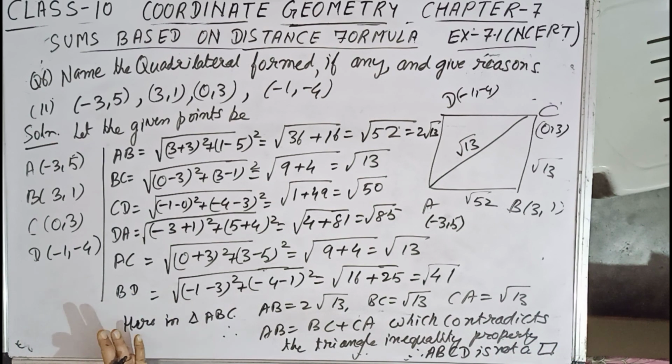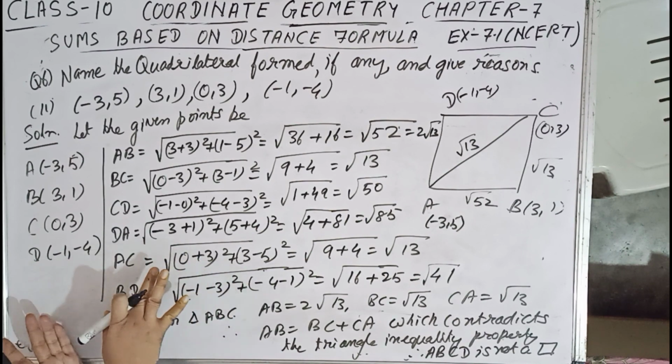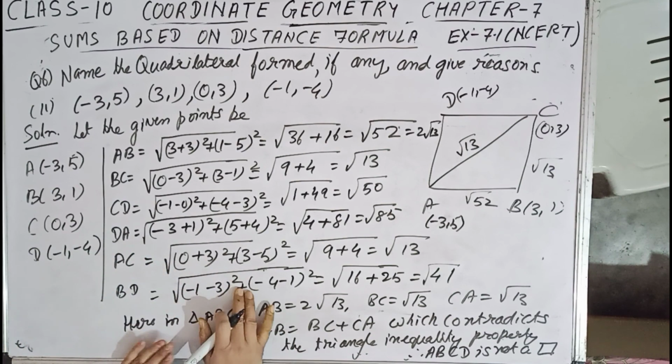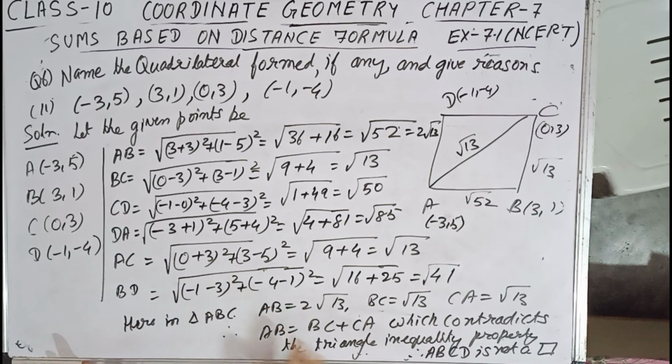So I think now you have seen both types of questions we have dealt with in question number 6. That is, if the quadrilateral is possible, and in the other case the quadrilateral is not possible as well. So let us move to question number 7 now.